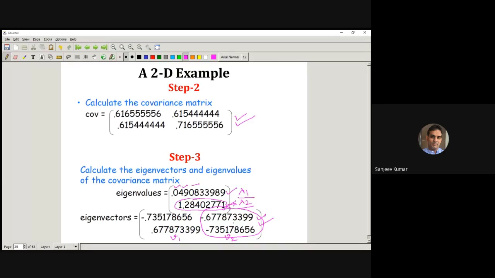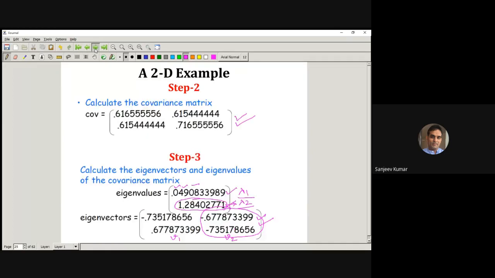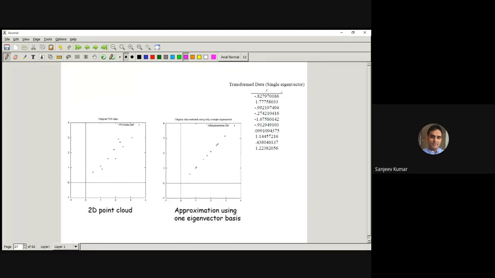Now I will take the dot product of this vector with each and every point. First I take the first sample point and take the dot product with the principal eigenvector. Once I do it for all 10 samples, I get these values. This is the one-dimensional representation of this data. Instead of x and y, you simply have a one-dimensional representation, shown visually and numerically.